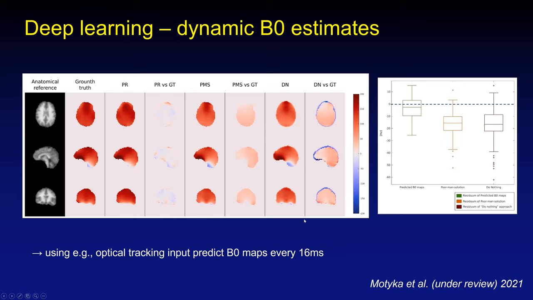And so essentially, applying this neural network takes about 5 to 10 milliseconds right now. So we think that when we have an optical tracking input, we can predict B0 map changes due to motion with a very high temporal resolution and apply them for real-time corrections. And here's some results where we can really see that we come much closer to the ground truth than with the other traditional approaches.